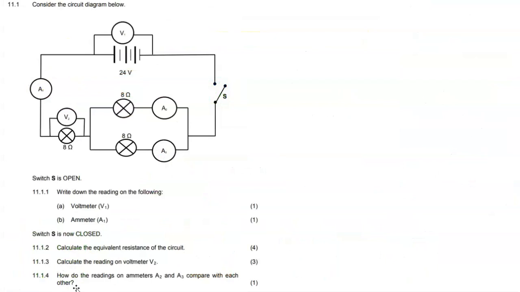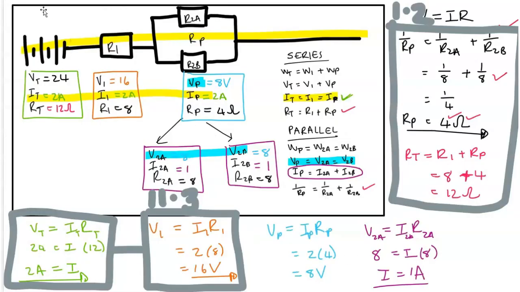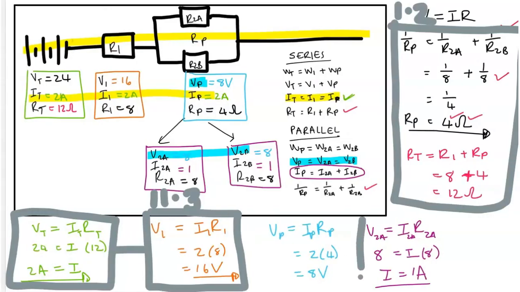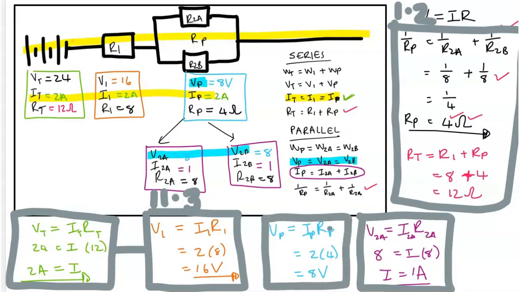And then the last one is how do the meters on ammeters A2 and A3 compare with each other? Now we actually went and did a little calculation over there. I didn't do both, but you are going to say that they are the same. And you can go do a little calculation. That's what we did there.